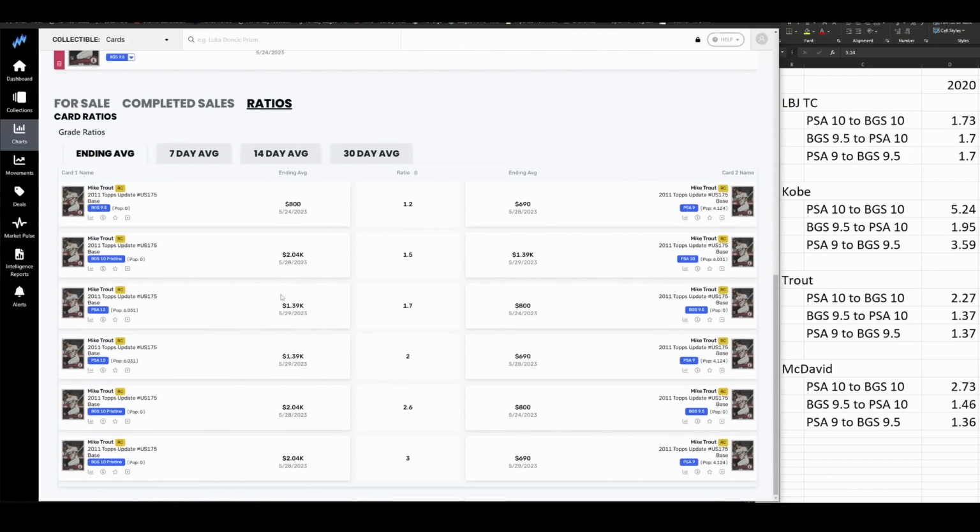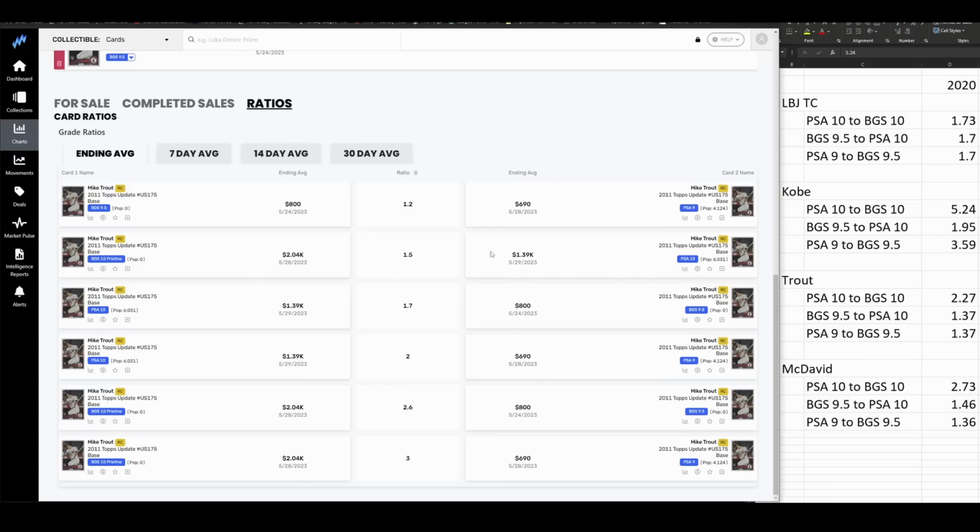Fast forward to today. A BGS 10 sells for 1.5x of the PSA 10. That gap has narrowed considerably. A PSA 10 to the BGS 9.5 was about, let's just call it 1.4, is now up to 1.7. And a BGS 9.5 compared to a PSA 9 was also at about 1.4, is now down to 1.2. So the trend continues. The gap continues to narrow between a BGS 10 and a PSA 10, and between a BGS 9.5 and a PSA 9.